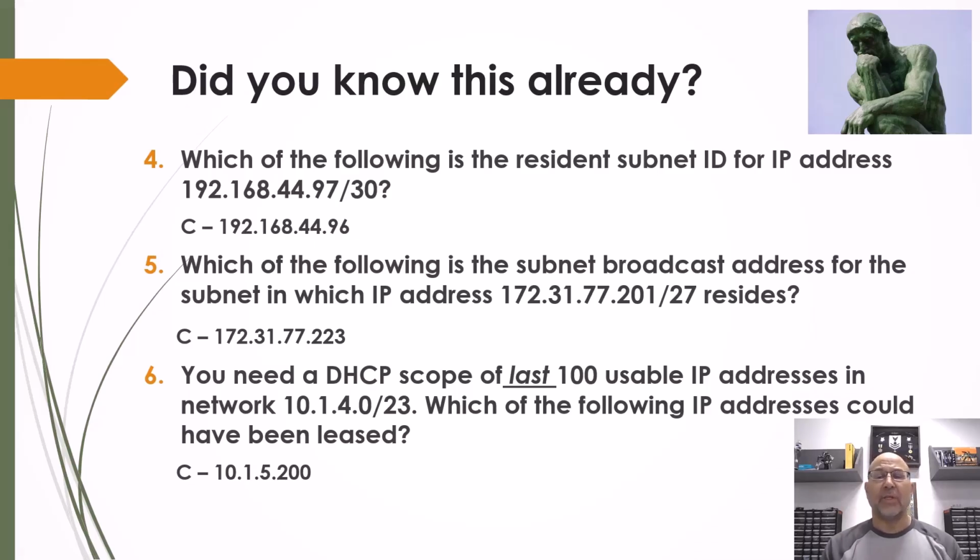Number 5, which of the following is the subnet broadcast address for the subnet in which the IP address 172.31.77.201 resides? Now, the tricky part there is that's a /27, right? So you figure out what the host bit's size is, how many bits are left in the host portion. Well, we know that if the host portion is only 5 bits and we put all ones there, then that would give us 223 on the outside. And maybe this one's actually worth doing on our spreadsheet.